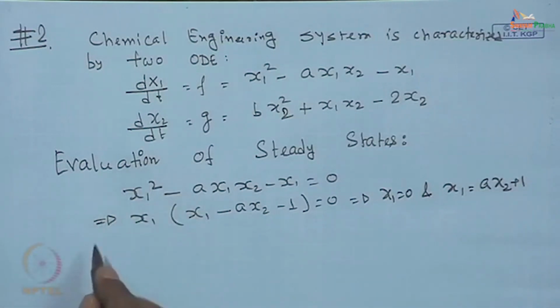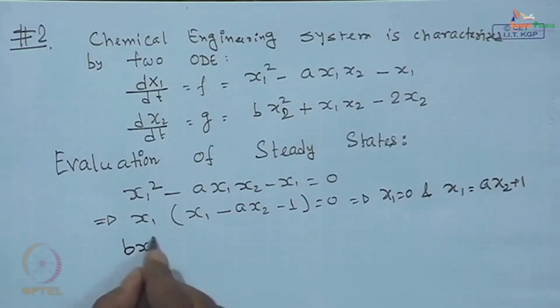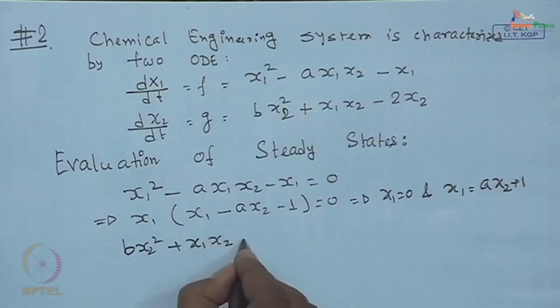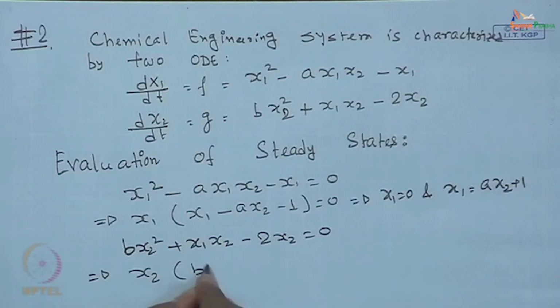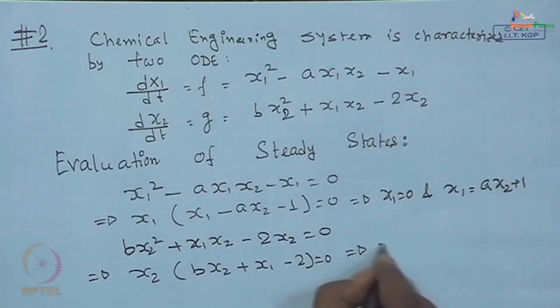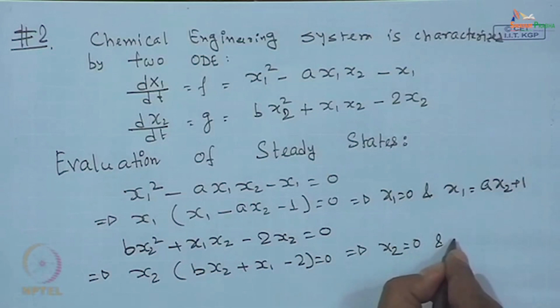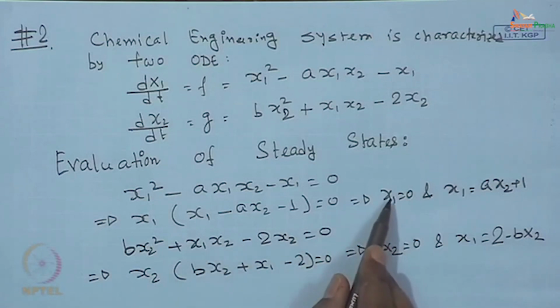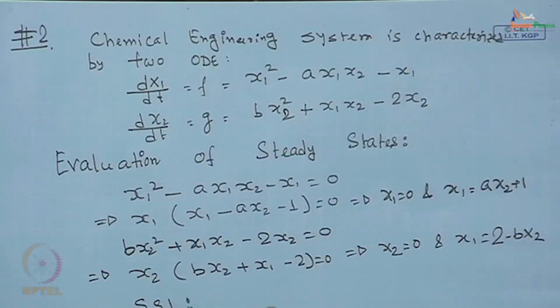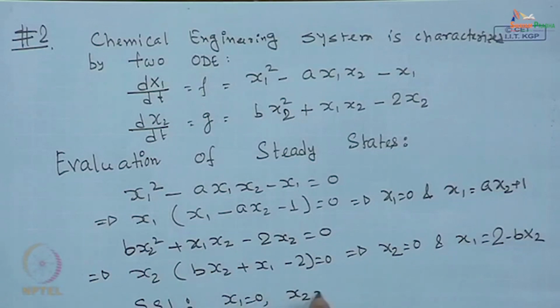Now, from equation number 2, we get b x2 squared plus x1 x2 minus 2 x2 equal to 0. Therefore, you can take x2 as common: x2 times (b x2 plus x1 minus 2) is equal to 0. From this we get x2 equal to 0 and x1 equal to 2 minus b x2. So, we can identify steady state 1 as x1 equal to 0, x2 equal to 0.